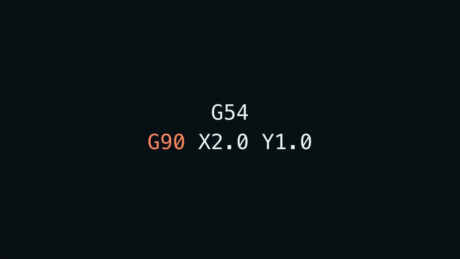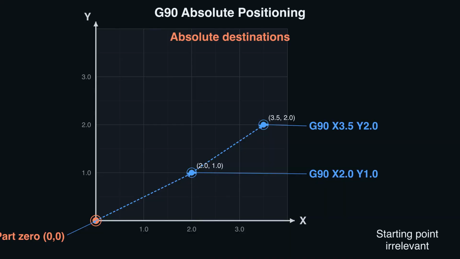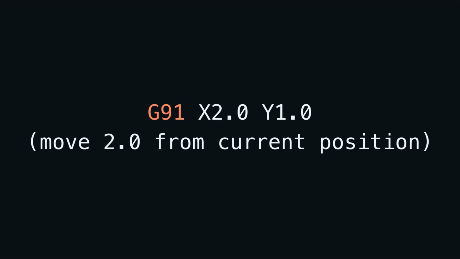G90 means absolute positioning. Every coordinate you write is measured from part 0. X 2.0 means go to the point 2 inches from 0, no matter where the tool currently is. Picture part 0 in the corner of your stock. Under G90, every move is a destination on that map. The tool doesn't care where it was, it cares where it's going.